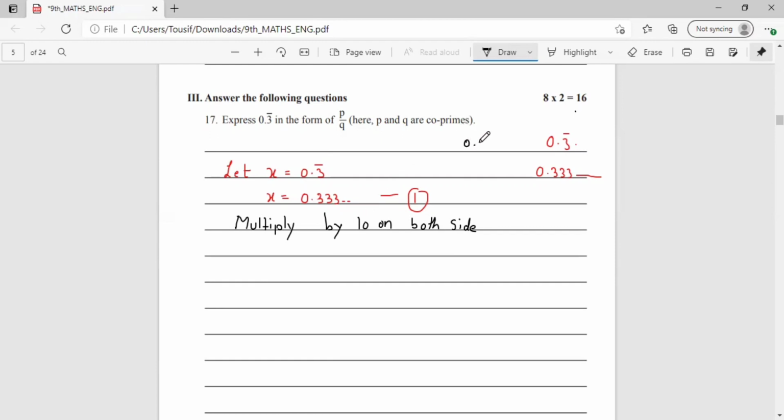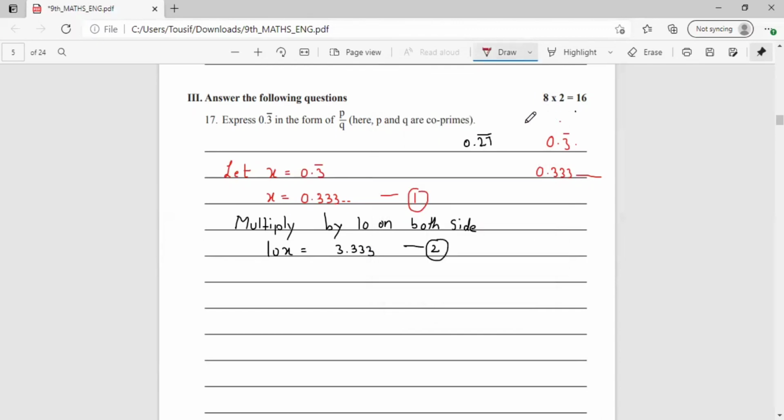By chance, if they give the question like 0.27 bar, now the bar is on 2 digits. At that moment, we're going to multiply by 100. Okay, so let us calculate it. Multiply 10 on both sides. So 10x is equal to 0.333 into 10. We get the value as 3.333 and so on. That is our second equation.